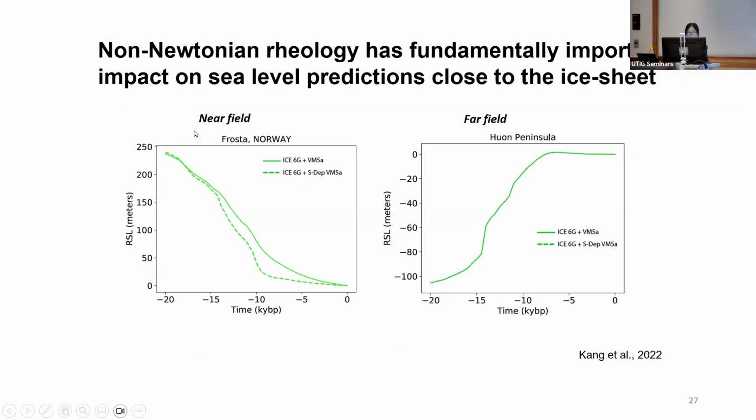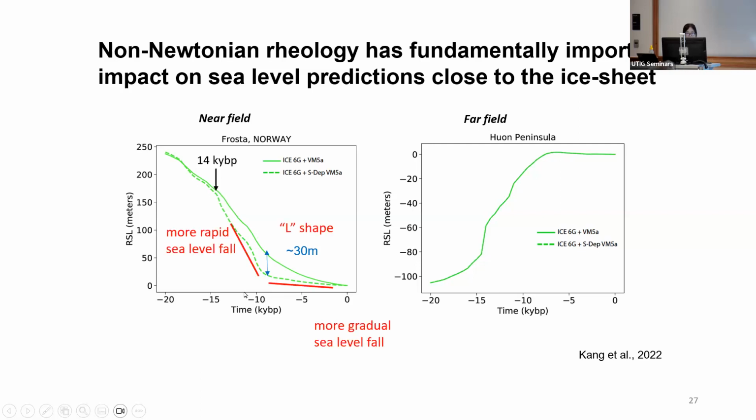And also for the relative sea level predictions, we can see the non-Newtonian rheology has a fundamentally important effect on these predictions. For example, here for the near field in Norway, starting from 14,000 years ago, the Newtonian and the non-Newtonian predictions start to differ from each other. And the largest difference can reach 30 meters around 8,000 years ago.